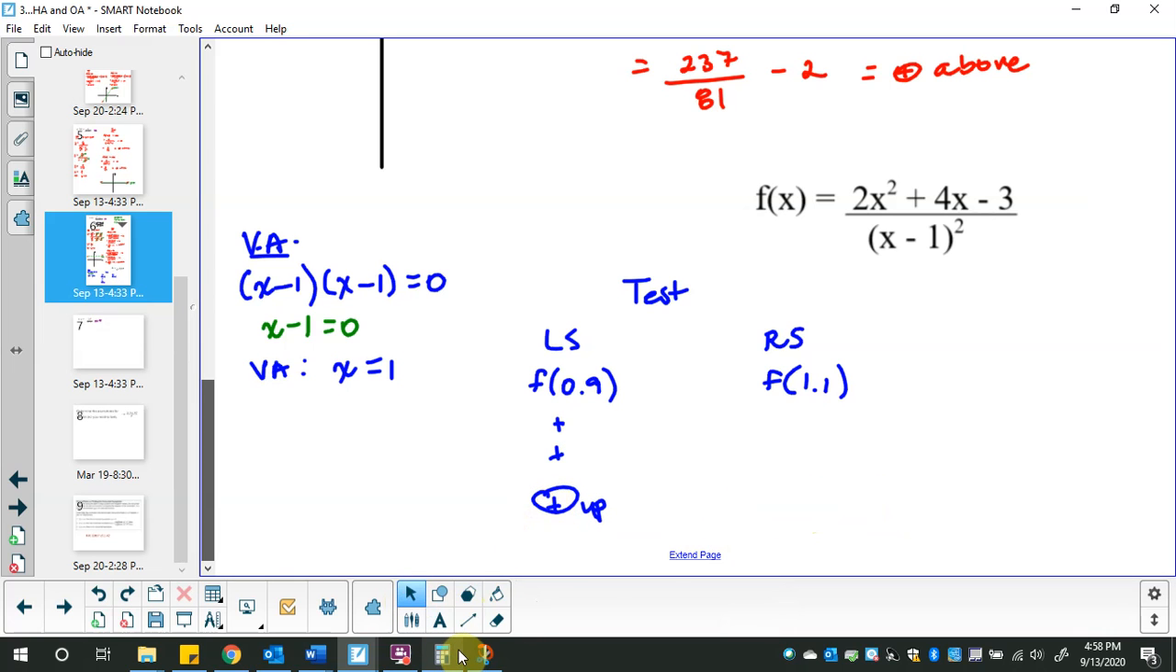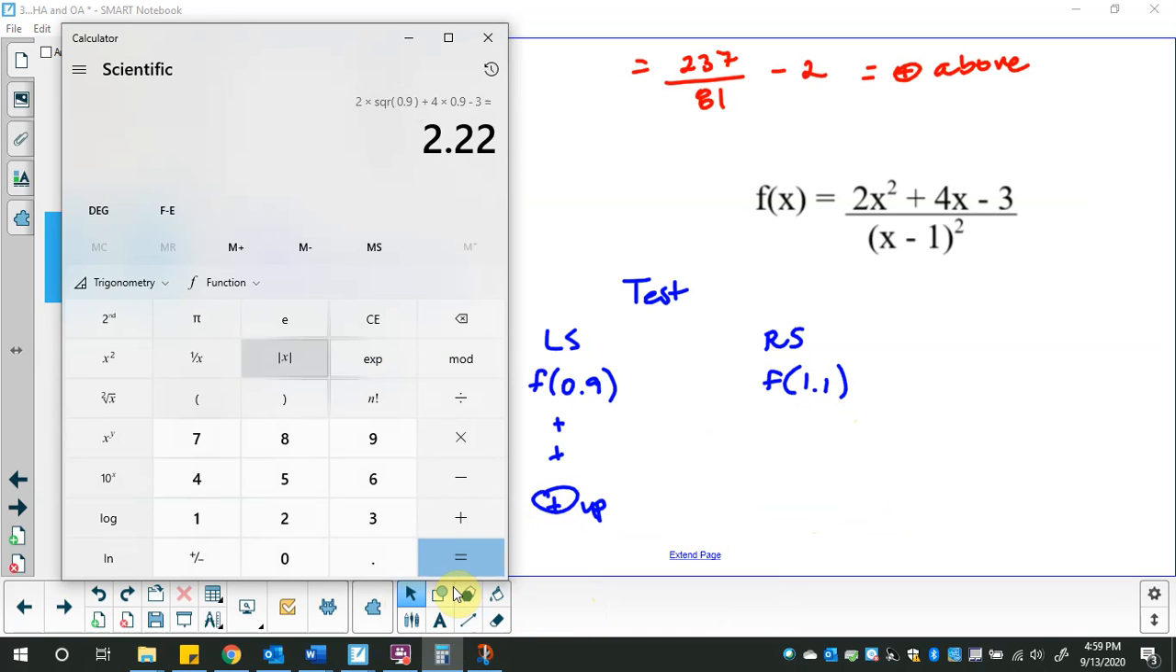Now I'm going to go through the same process for putting in 1.1. Clear that out. And I'm not needing brackets because my numbers for testing are not negative. So that's positive.